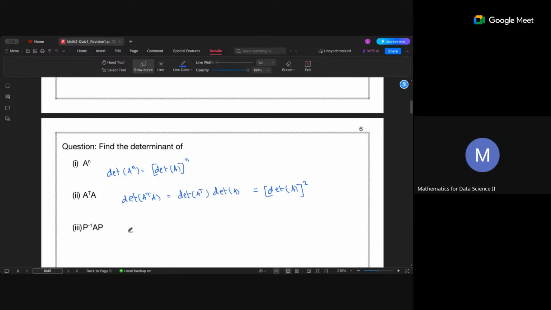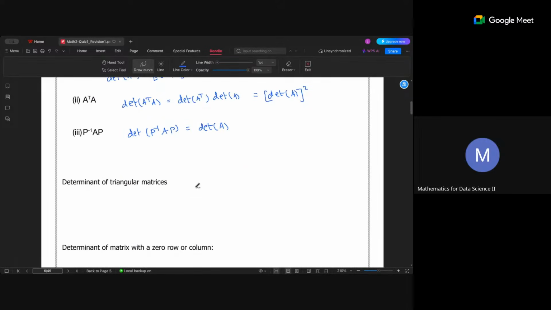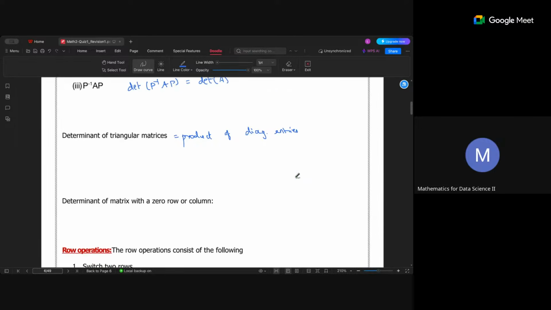And what about the determinant of this matrix? Determinant of A. So these are some properties of determinant which we are using very often, right? Okay. So what is the determinant of triangular matrices? Product of the diagonal elements. Exactly. Product of diagonal entries. Okay. What is the determinant of a matrix with a zero row or column? Zero.